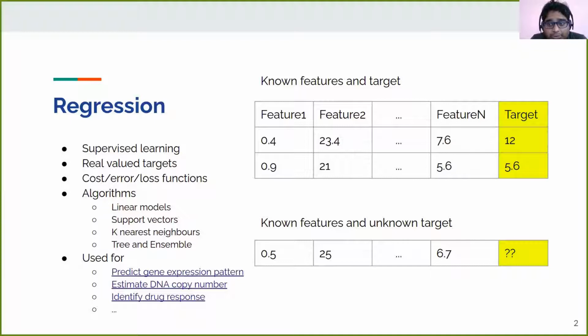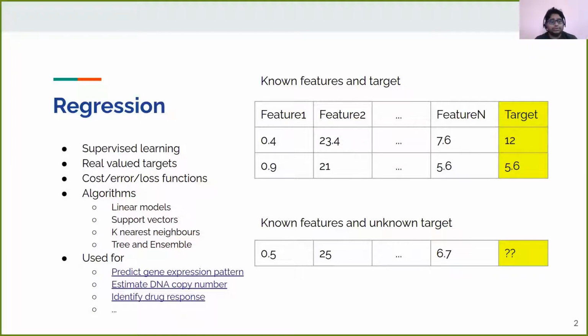Using this top table, we can train our model because we know the features and their targets. And in the bottom table, we can use the trained model to predict the target. We know only the features and we can predict the target. Regression tasks actually require an error function. Error functions are mathematical functions which give the difference between the true and the predicted values. There can be different examples of cost functions, which we can see in the next slides.